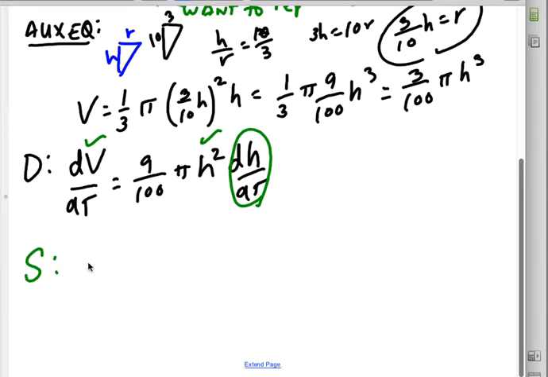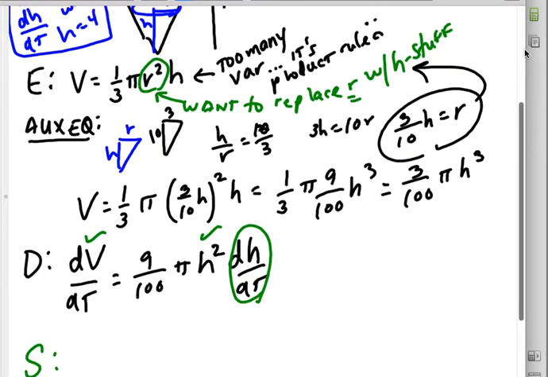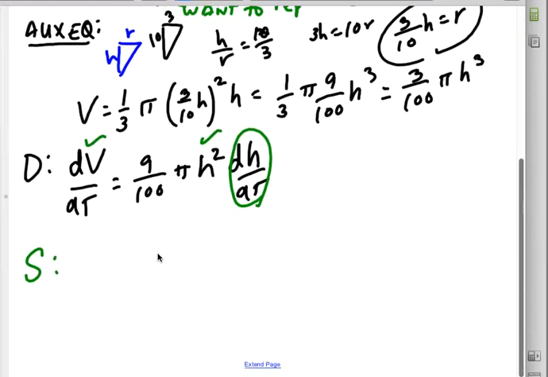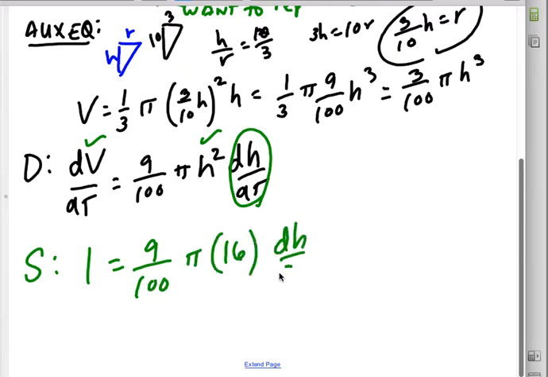When I substitute in, dv dt was 1 centimeter cubed per second, and h is 4 at this moment. So 1 equals 9/100ths pi times 16 dh dt. I'm going to multiply by the 100.